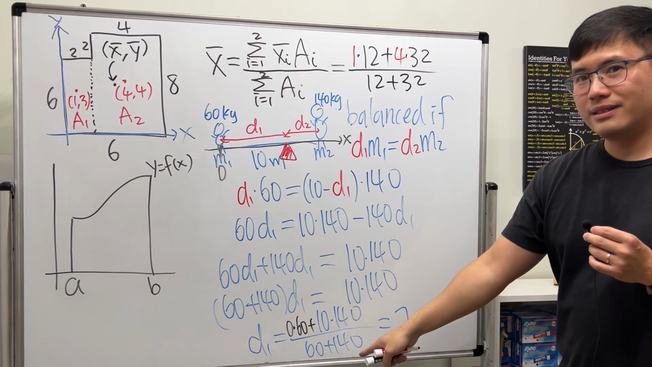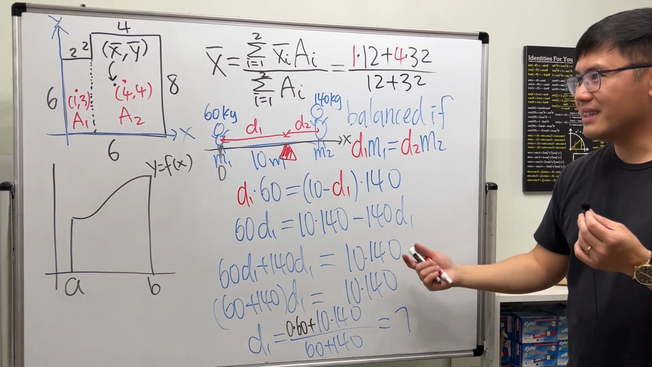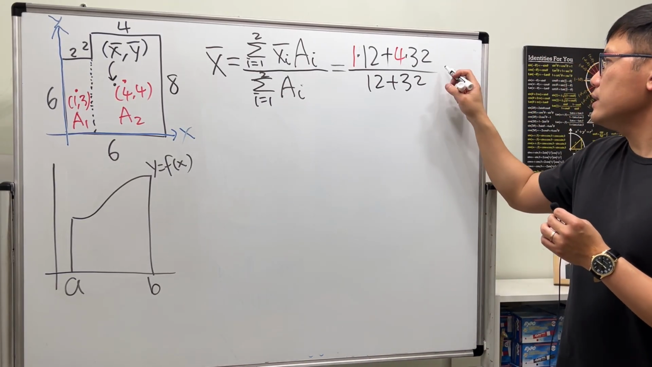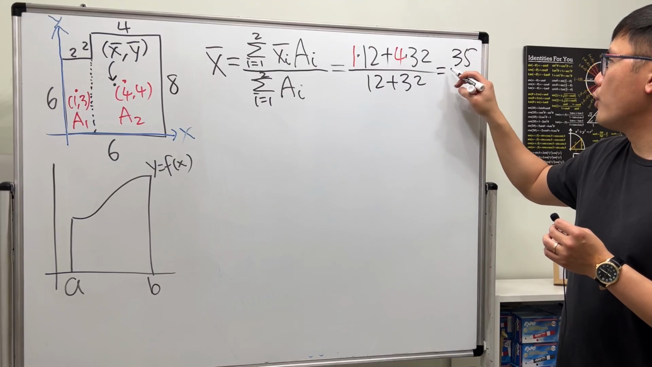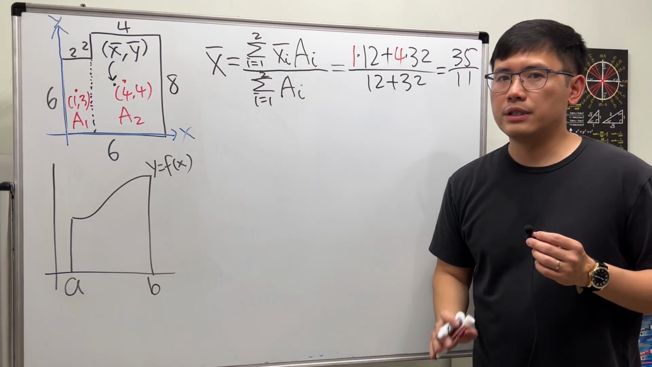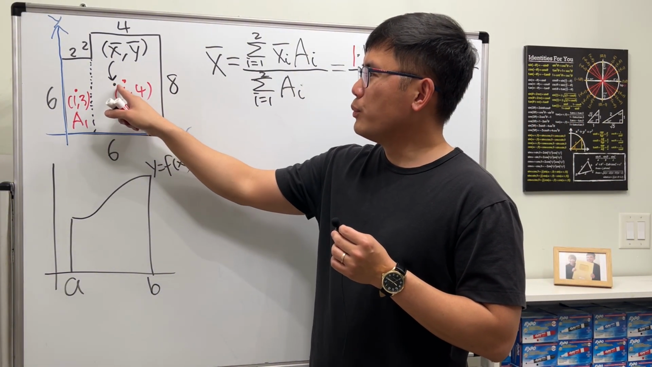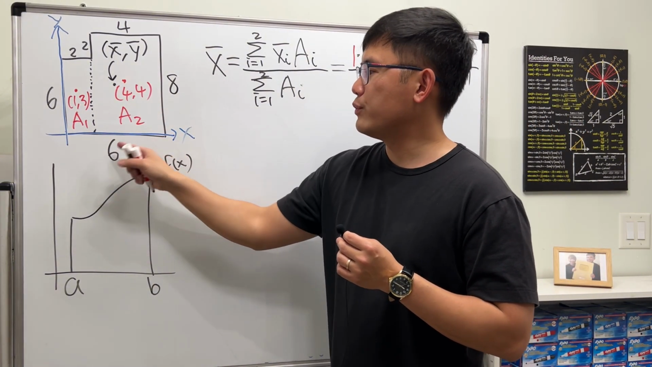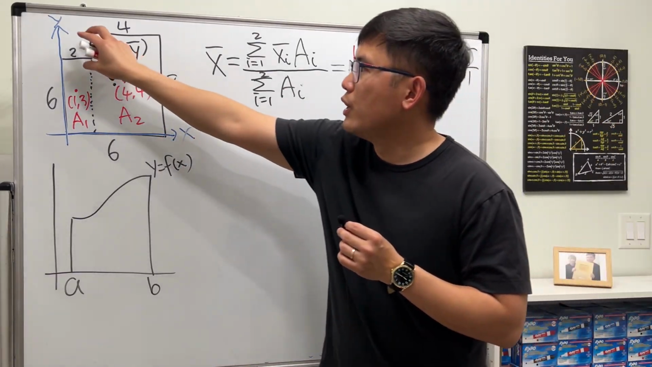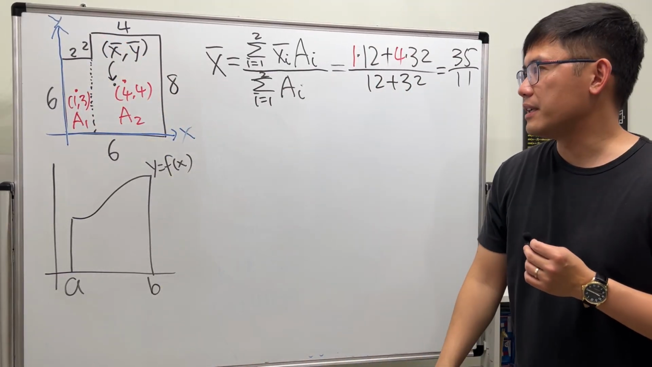Doesn't it look like the same thing? Okay. And now if you work this out, you will get 35 over 11, which is about 3.18, which is a little bit more than 3, right? A little bit more than halfway of the whole thing. Again, because we have something missing on the left-hand side here.